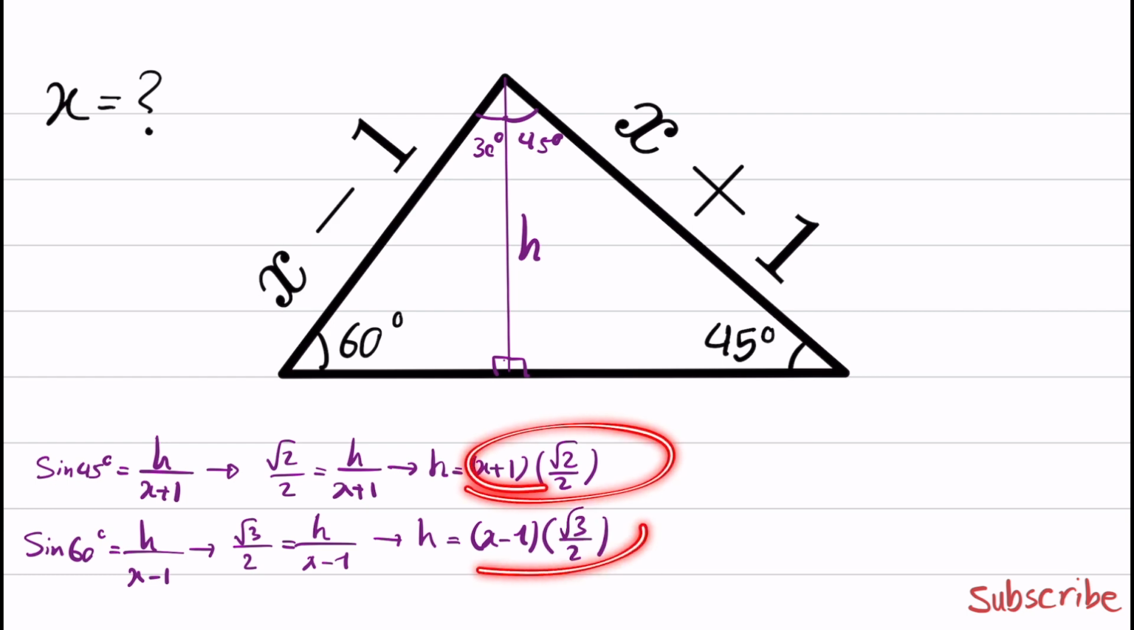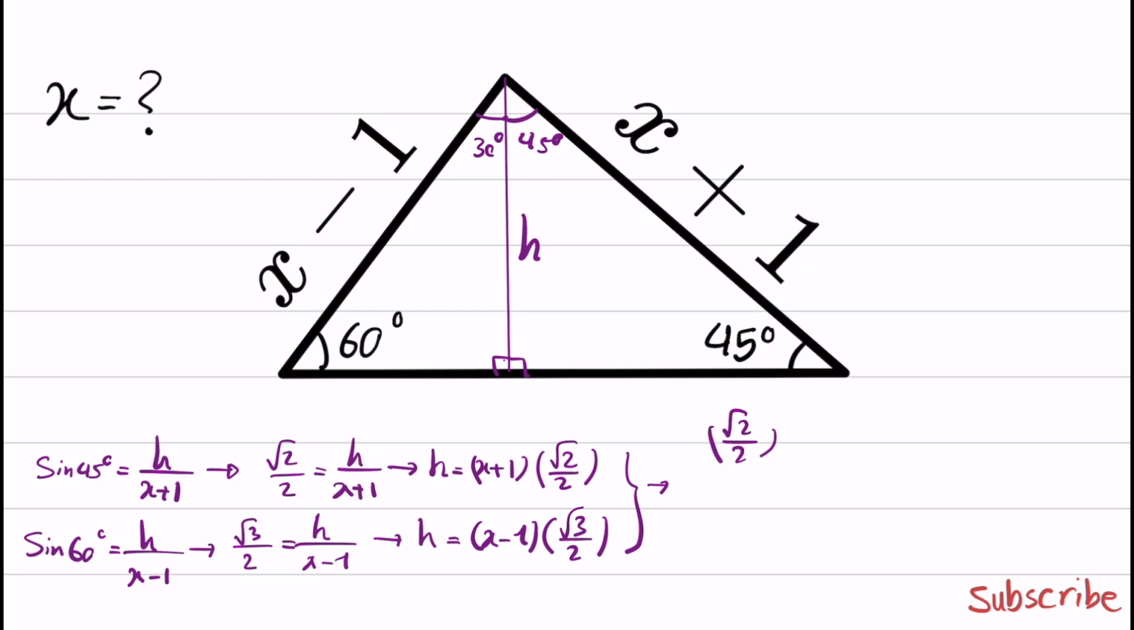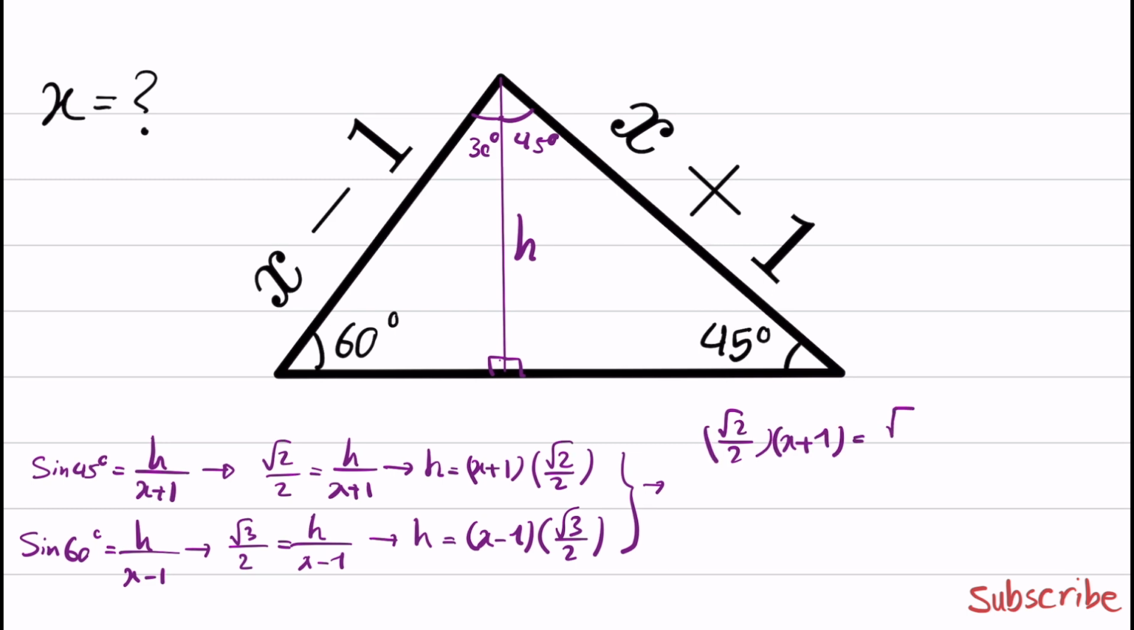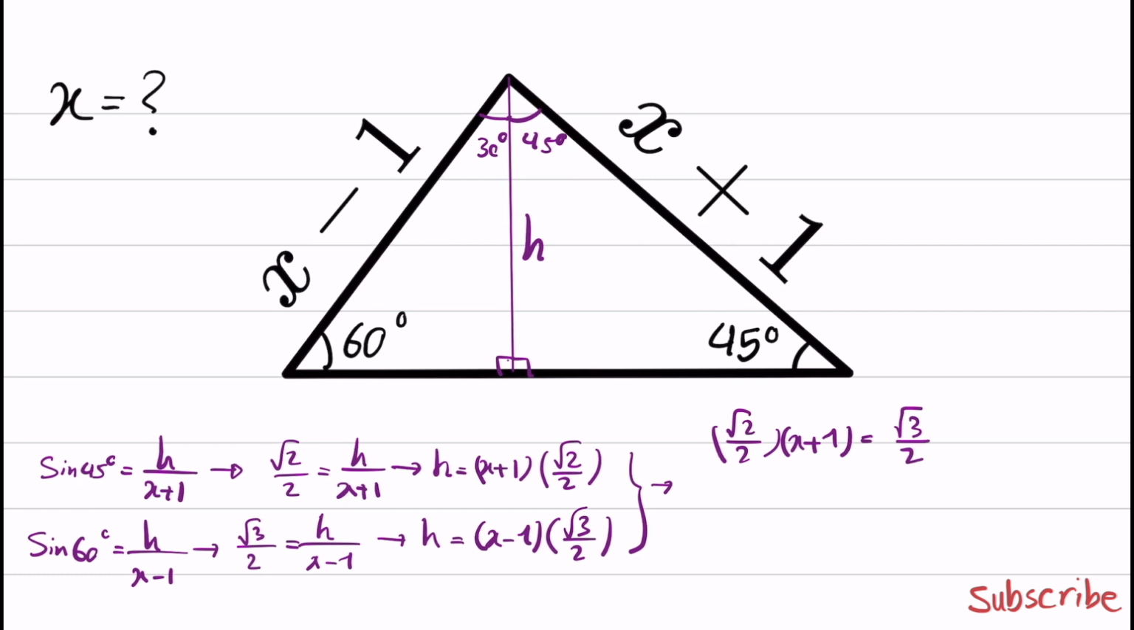The right hand side of these two expressions are equal with each other. So h is equal to h, we can equate these two. And if you equate them, we will have square root of 2 by 2 times x plus 1 is equal to square root of 3 over 2 times x minus 1. We multiply both sides by 2, take the x to one side and take the other to the other side.